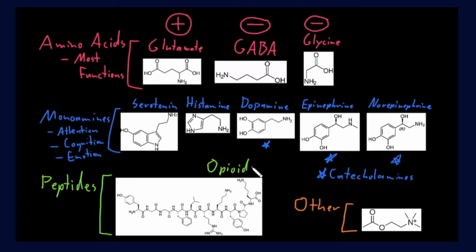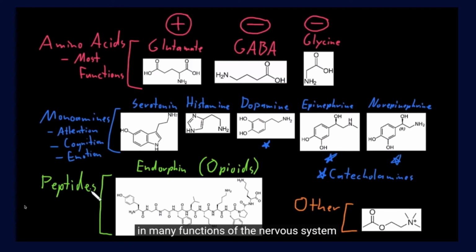There are many important peptide neurotransmitters, including a group of peptide neurotransmitters called the opioids. The opioids are a group within the bigger group of the peptide neurotransmitters. And this one is one example of an opioid. This is endorphin. The peptide neurotransmitters play a role in many functions of the nervous system, but the opioids in particular play a big role in our perception of pain. And a number of pain medications affect the opioid neurotransmitters.